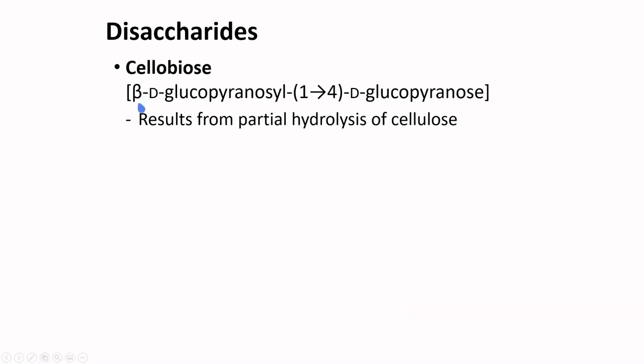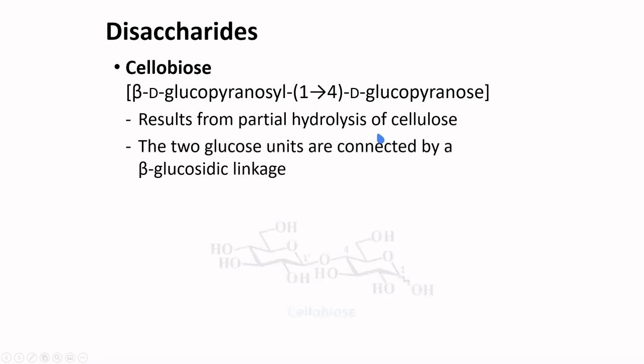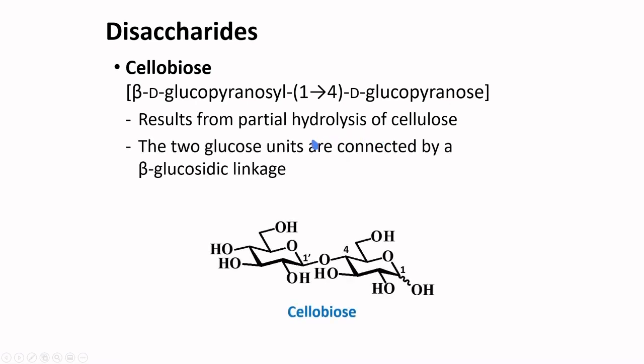Cellobiose has the chemical name beta-D-glucopyranosyl 1,4-D-glucopyranose. It results from partial hydrolysis of cellulose. Cellobiose has two glucose units that are connected by a beta-glucosidic linkage via the anomeric carbon and the 4 position of another glucose unit. Because it has a free hemiacetal, cellobiose is a reducing sugar.